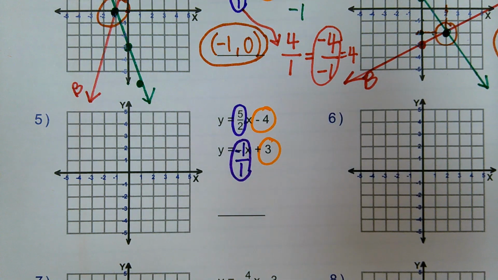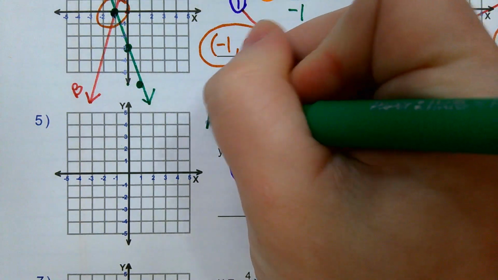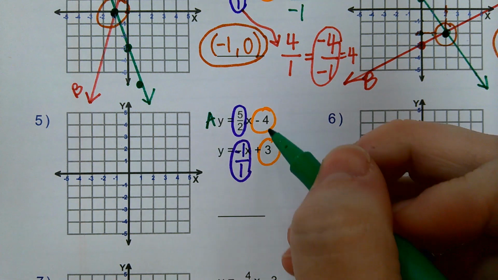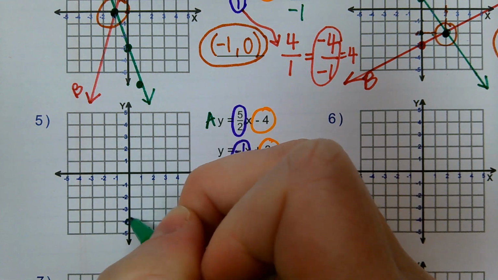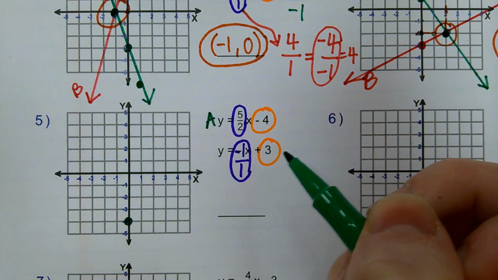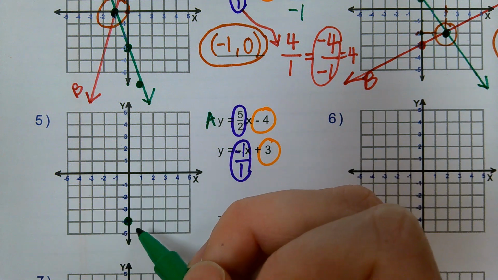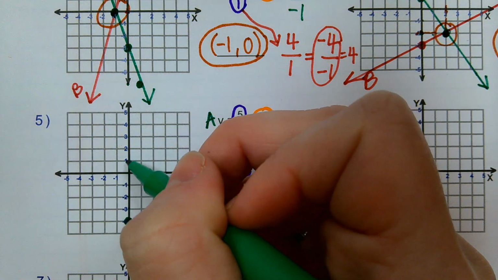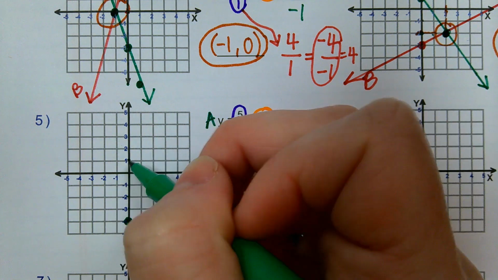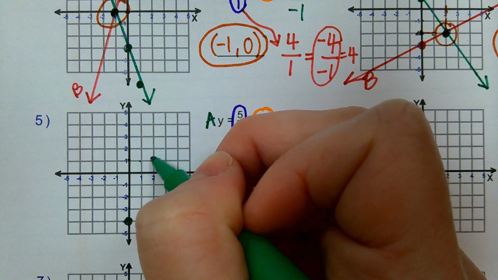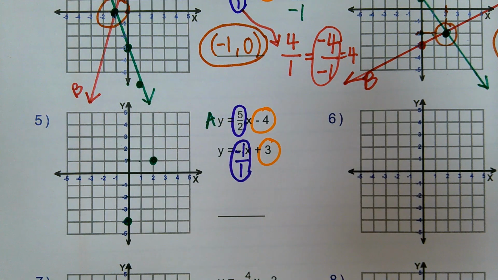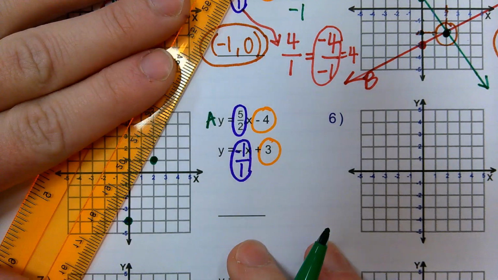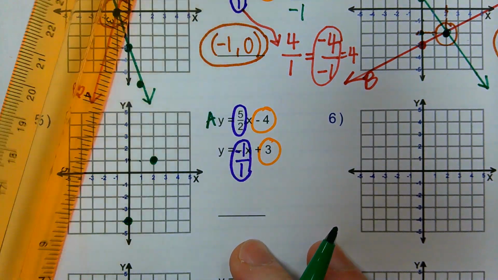So let's start with our first equation, A. Negative 4. Good. First point down here, negative 4. And where do we go from here? Up 5 over 2. Good. Up 1, 2, 3, 4, 5 over 1, 2. There it is. Okay. You guys are doing great with this.